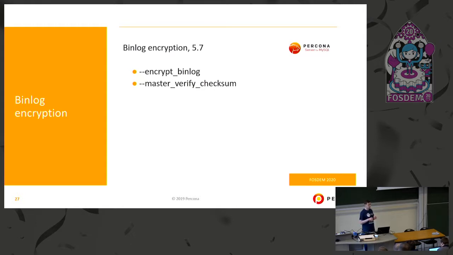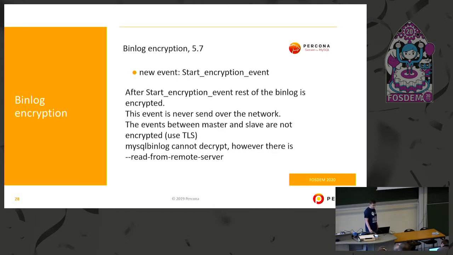Otherwise, it could send just trash to the slave server and crash it. So that would also be a point of attack. And for binlog encryption in 5.7, we provide a new event that is never transferred across the network. So after this event, all the rest of the binlog is encrypted. So MySQL reads the binlog, sees this event at the beginning, and knows it has to start decrypting. This event is never sent over the network because the slave server doesn't need to know that the binlog in the master server is encrypted. And this event is sent over a network in plain text, so you have to have a TLS connection between master and slave.